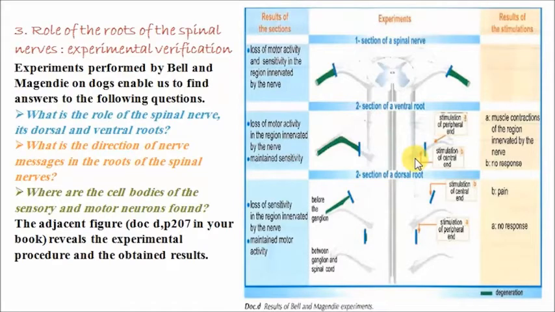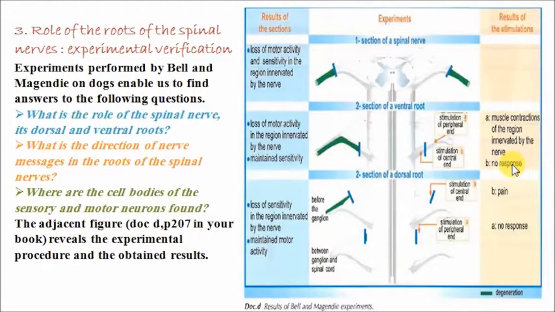Now, the experiment here was done as follows. They sectioned the ventral root, and they did a stimulation at the peripheral end, that is at this end here. They placed the stimulation here, okay? What they observed here in A is the following. Go to the one in orange. They observed muscle contraction of the region innervated by the nerve, but in B, when they stimulated the central end here, they observed no response.